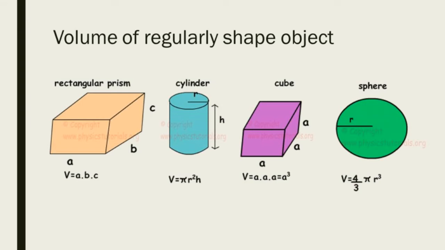Next, cube. What's the formula to find the volume of a cube? Yes, it is side into side into side. So a cube. Then sphere. What's the formula to find the volume of a sphere? Yes, it is 4 by 3 into pi into radius cube. That means 4 by 3 pi r cube.